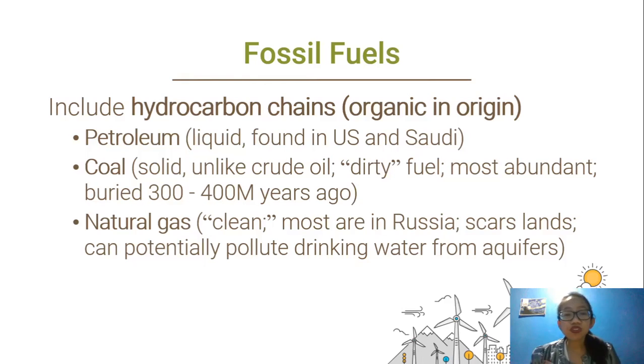Okay, so fossil fuels have three types as mentioned. Petroleum is liquid in form and mostly can be found in the United States and Saudi Arabia. You already know Saudi Arabia is very rich because they are the main producers of petroleum or oil, which it sells to the rest of the world. So they have a lot of income.